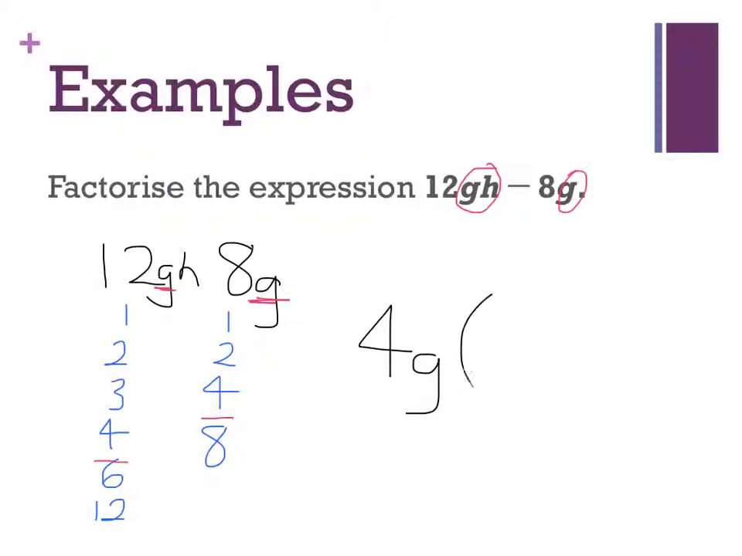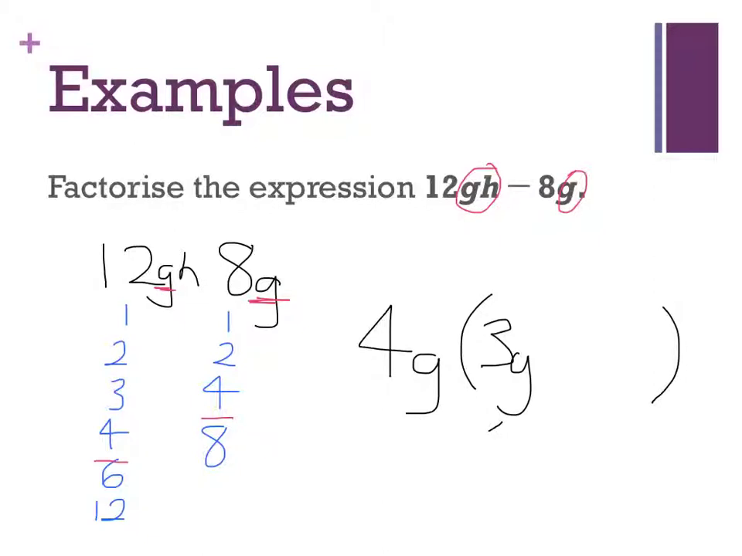Okay, and now I'll put the brackets there like I did last time and see if I can work it out. What do I multiply 4G by to get 12GH? Let's deal with my numbers first. 4 multiplied by what gets me 12? Well, 4 multiplied by 3 gets me 12. Now, I can't put a G because if I write 3G like this, I know G multiplied by G is G squared, so that's not what my answer is. So I have to be careful that I don't put another G in.